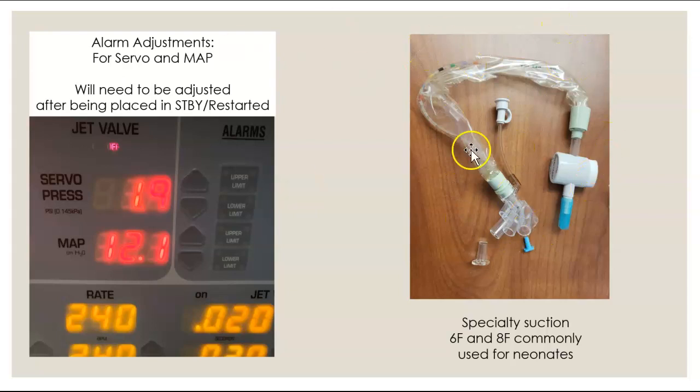Again, our specialty suction catheter. Most commonly it'll be in 6 French and 8 French for neonates. So make sure that you put the 6 French on your itty bitties and the 8 French on your biggie biggies.